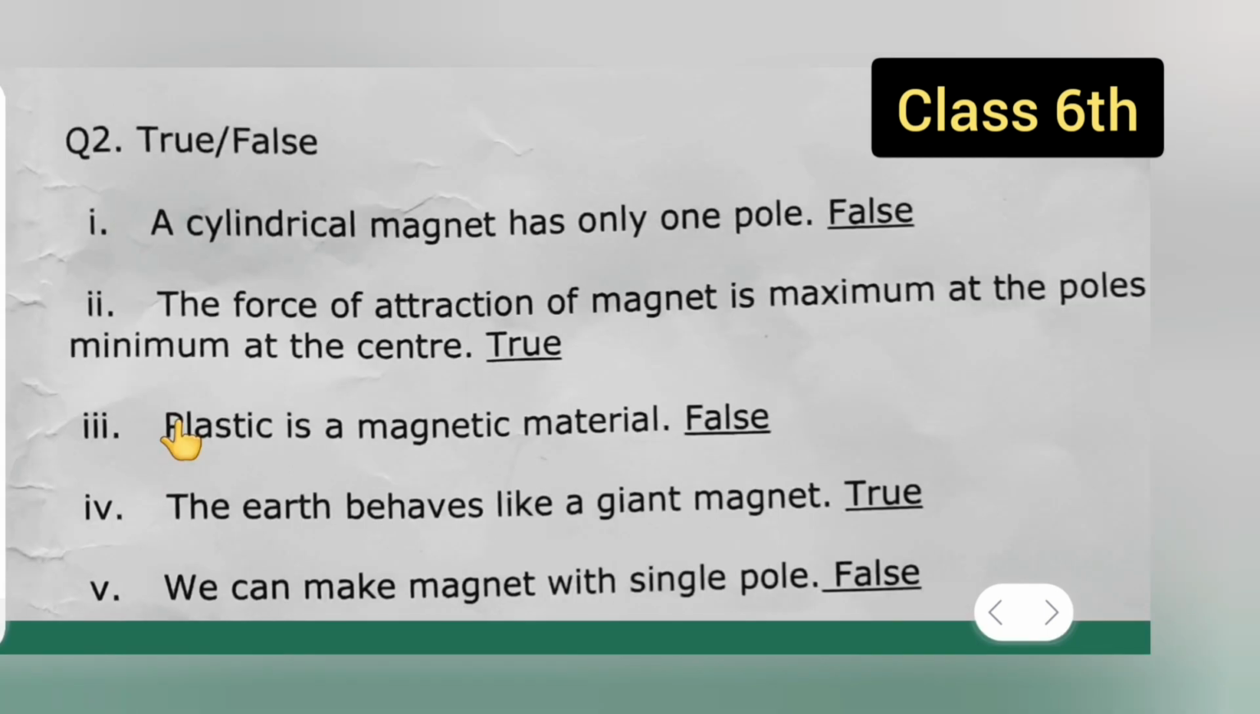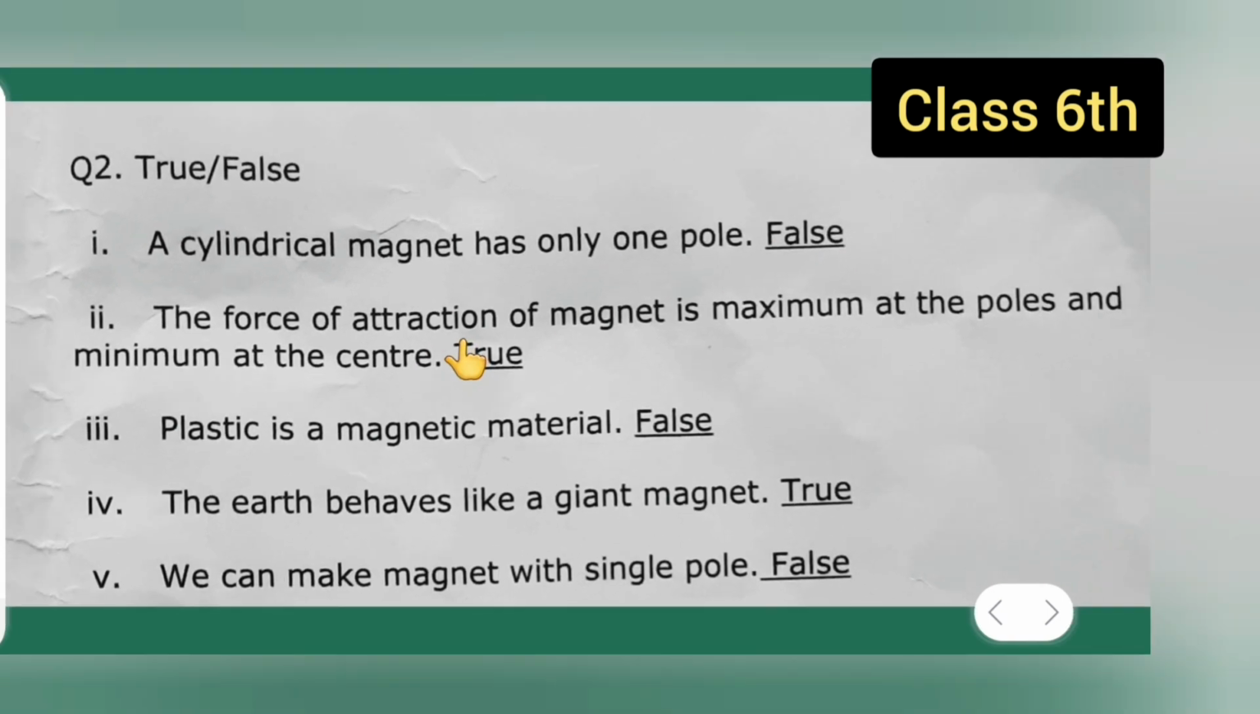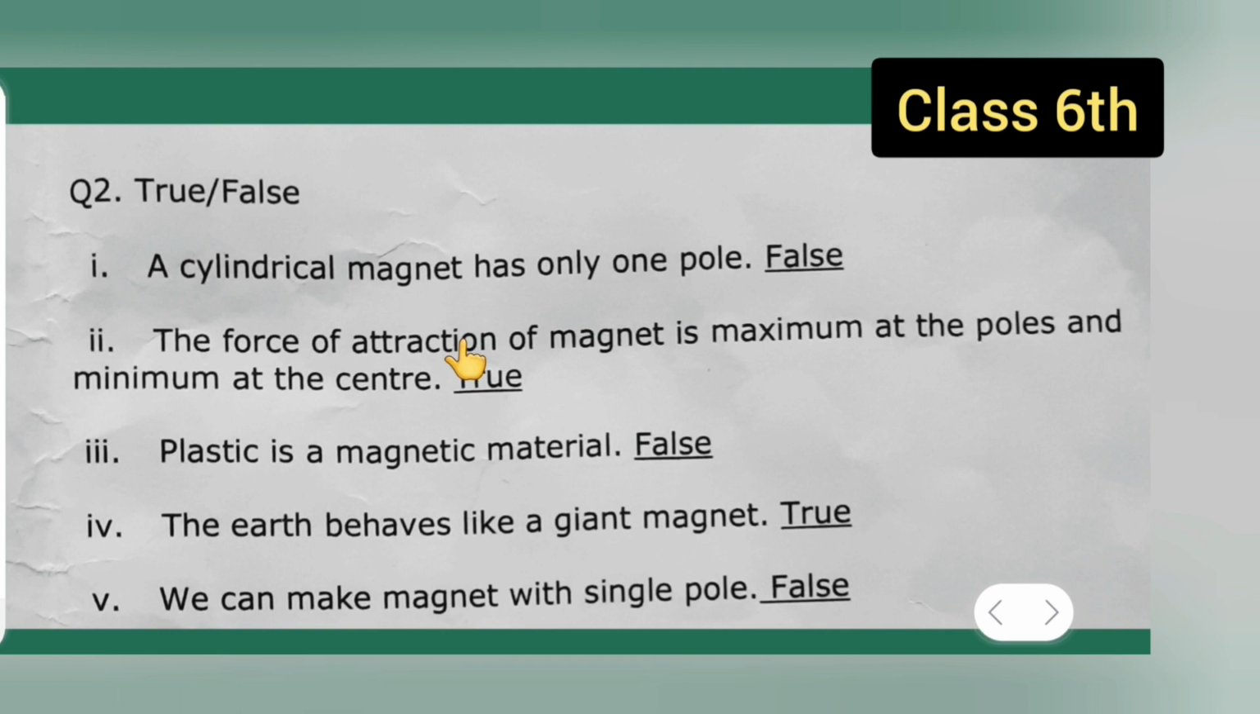The next question is true or false. Now let us see. A cylindrical magnet has only one pole. Is it true or false? It is none other than false, right? Next, the force of attraction of a magnet is maximum at the poles and minimum at the center. Is it true or false? It is true, right?